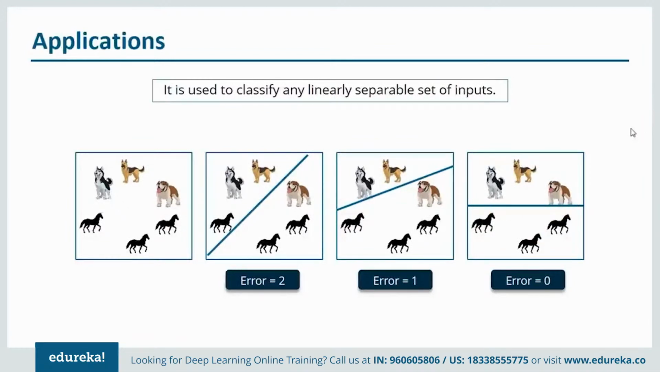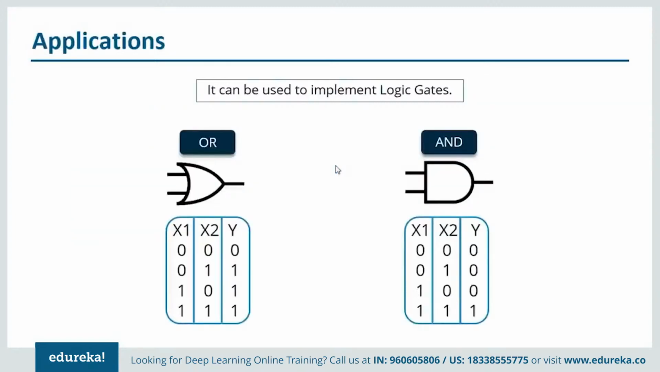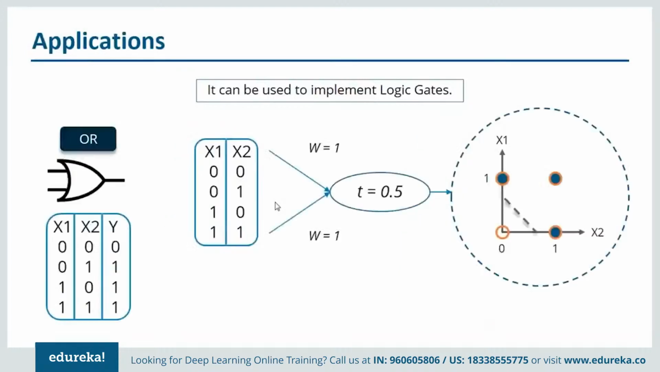This is how we can actually use a single layer perceptron in order to classify any linearly separable set of inputs. Now we can even use it in order to implement logic gates, that is OR and AND. Now let me tell you how you can do that. First we'll look at the OR gate.